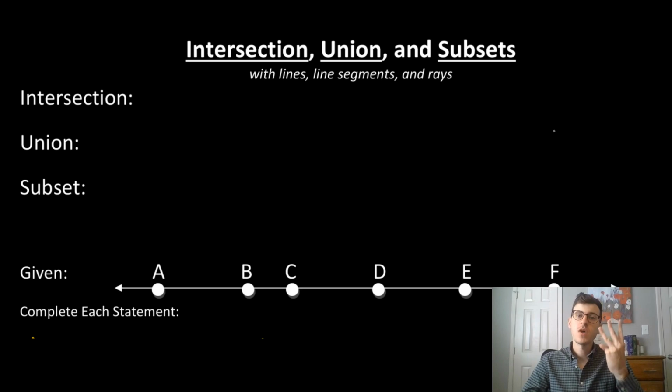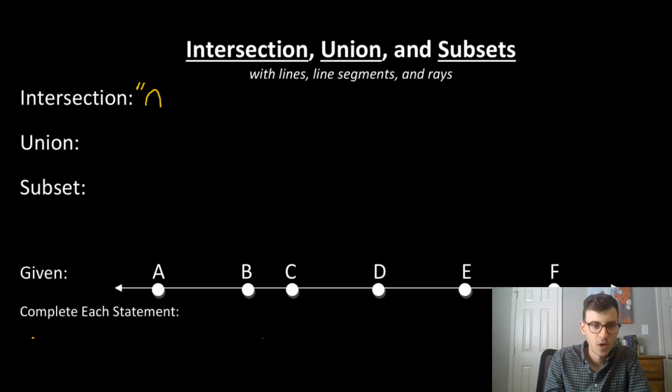Okay, so we have three ways we can relate these sets of points. We can talk about the intersection of the sets, the union of the sets, or we can talk about one set being a subset of another. So let's talk about intersection. The symbol we use to talk about intersection looks like an upside down U, right? I like to think of it as an in because we have intersection.